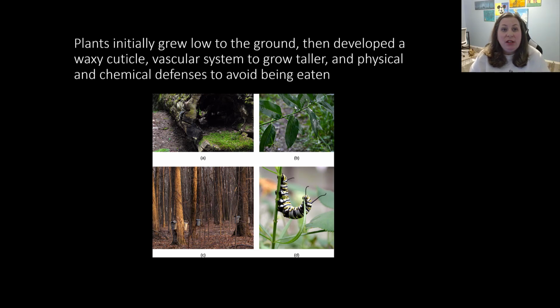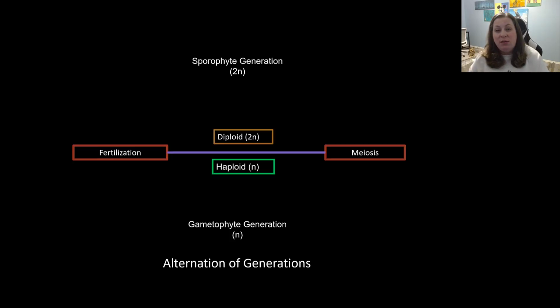So plants initially grew low to the ground. That was the point. They didn't have that vascular tissue in order to grow up. And so they had to then develop that waxy cuticle, their vascular system, and defenses in order to prevent from being eaten. All right, so plants have to adapt and be able to change as well, depending on the environment that they are found in. All right, so now let's talk about how plants reproduce.